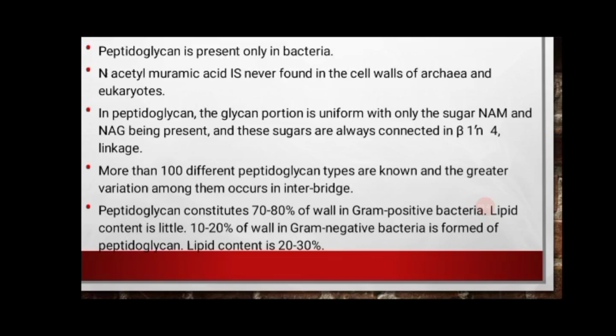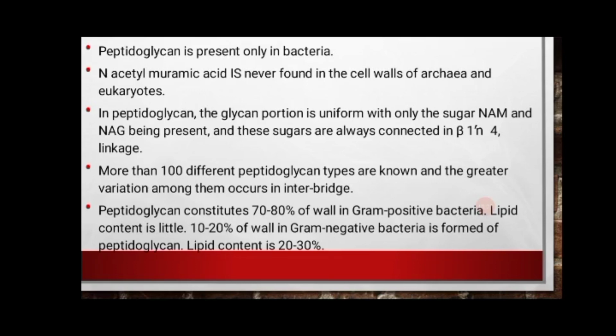This is important: peptidoglycan is present only in bacteria. N-acetylmuramic acid is never found in the cell walls of archaea and eukaryotes. In peptidoglycan, the glycan portion is uniform, with only the sugars NAM and NAG being present, and these sugars are always connected in beta 1-4 linkage. More than 100 different peptidoglycan types are known, and the greatest variation among them occurs in the interbridge.